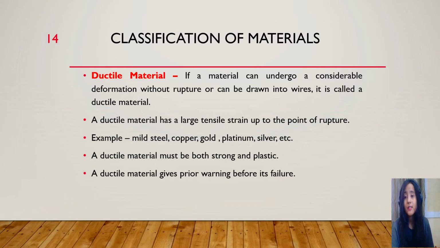This is the reason why we use mild steel in construction, because it can take a good tensile strain. And a ductile material must be strong in both the elastic as well as the plastic section. Before failing, this ductile material gives a failure significance. It gives a warning.